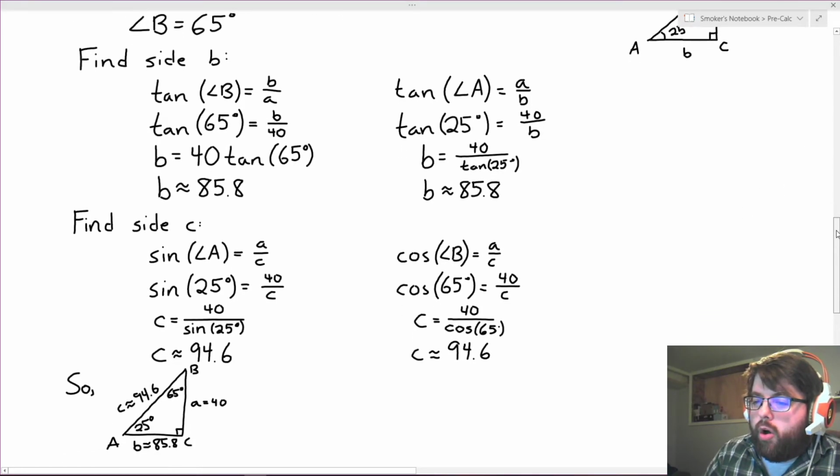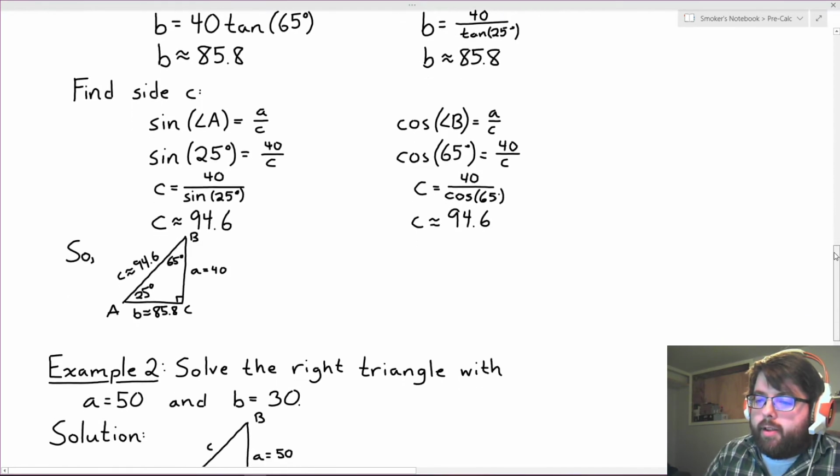So now we know all 6 pieces of information, all 3 angles and all 3 sides. Okay, hopefully that makes sense.